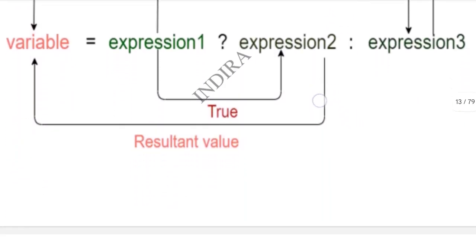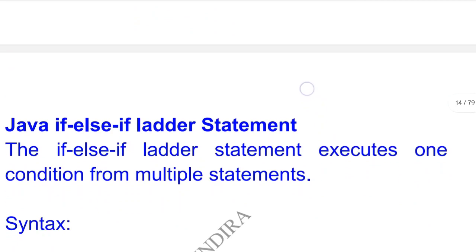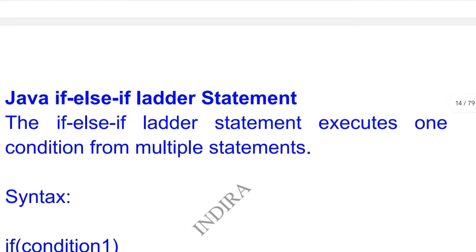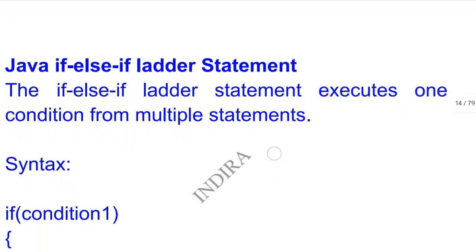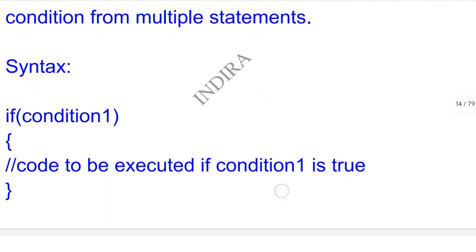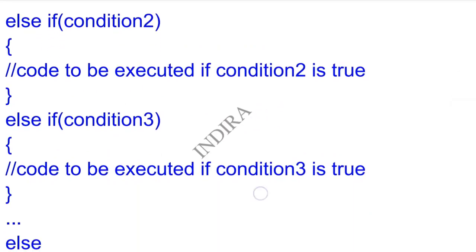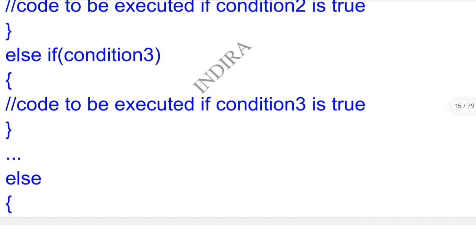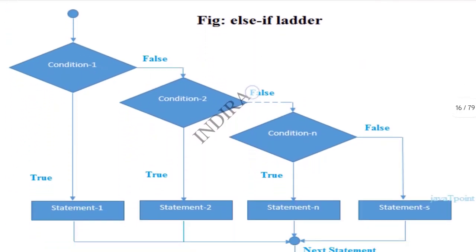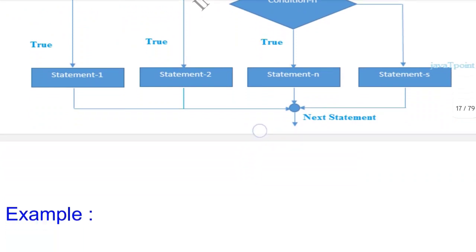This is the flowchart for that. Next is the if else if, which is not included in the Andhra University syllabus for degree students, but just listen. The if else if ladder statement executes one condition from multiple statements, meaning it consists of multiple conditions to be evaluated. This is the syntax. It is not included in the syllabus of Andhra University, once again I'm reminding everyone. And this is the flowchart for that else if.